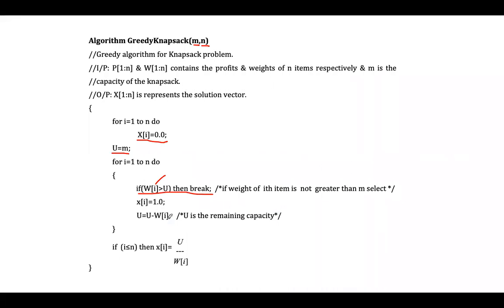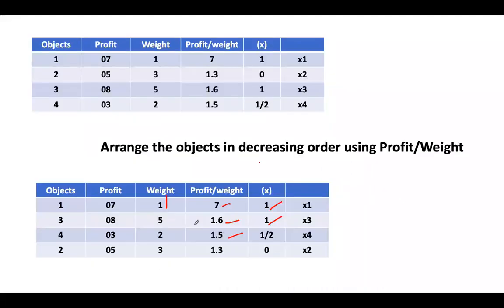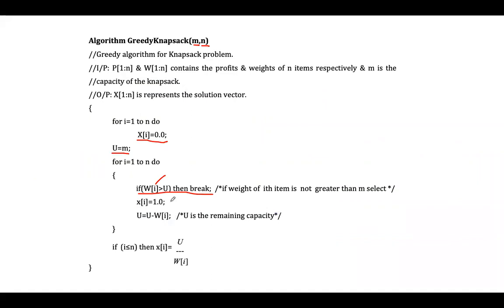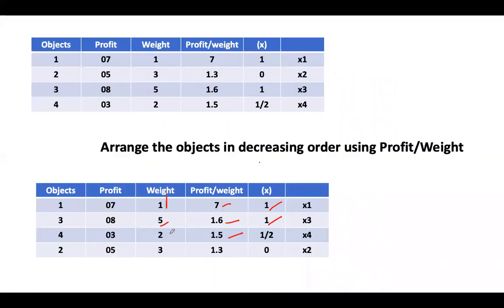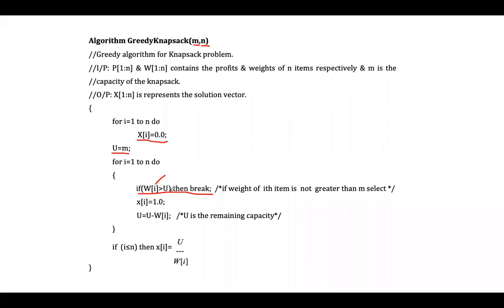Next, again, U is equal to U minus W of I. U value before was 6, 6 minus 5, so the new U value is only 1. Now again we come here. If W of I is greater than U, yes, now this condition becomes true. We'll break out of this for loop. We'll not check the next object; we'll immediately come out.